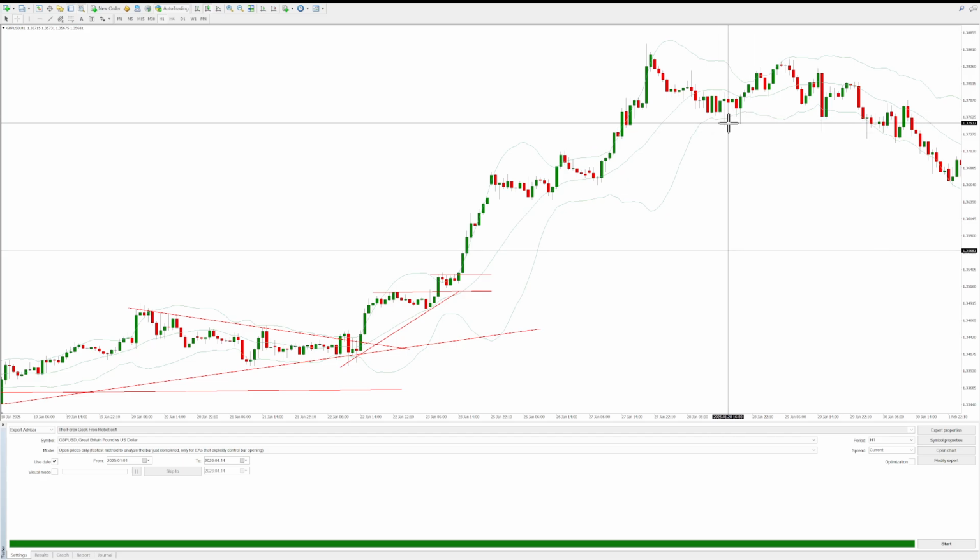Okay, and then equally you can get alerts when it's time to exit. Perhaps you can get an alert when price crosses the bands here, and then you know, okay, this move, maybe it's time to get out, especially as you see the market making these lower highs as well.